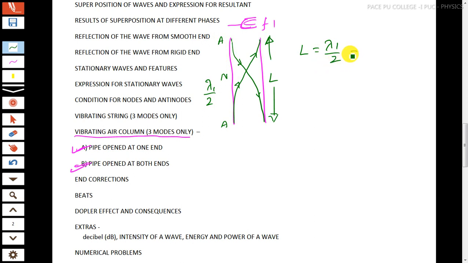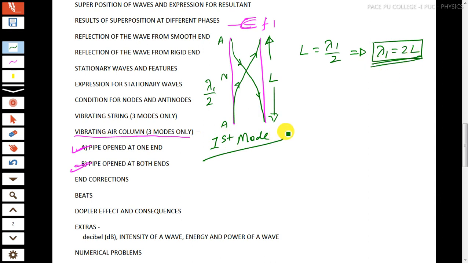So lambda 1 becomes what? Lambda 1 is 2 times L. This is the wavelength that is possible in this tube, the first wavelength, in the first mode of vibration. So this is the corresponding wavelength.